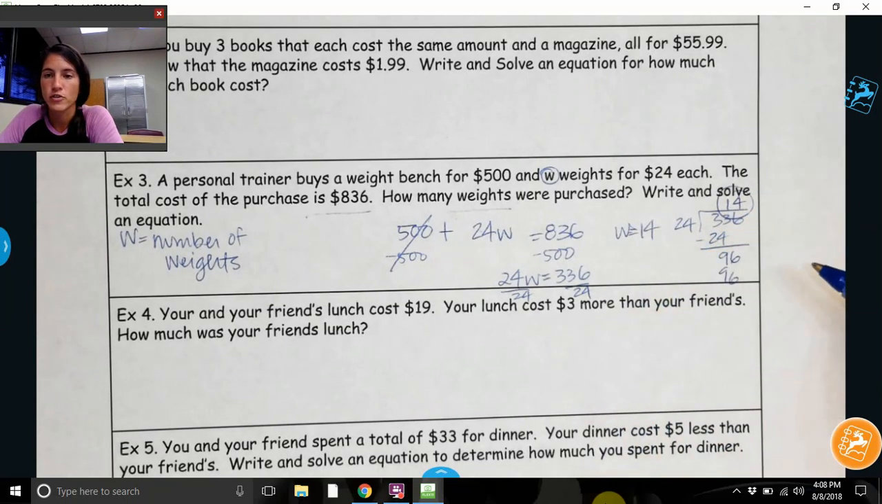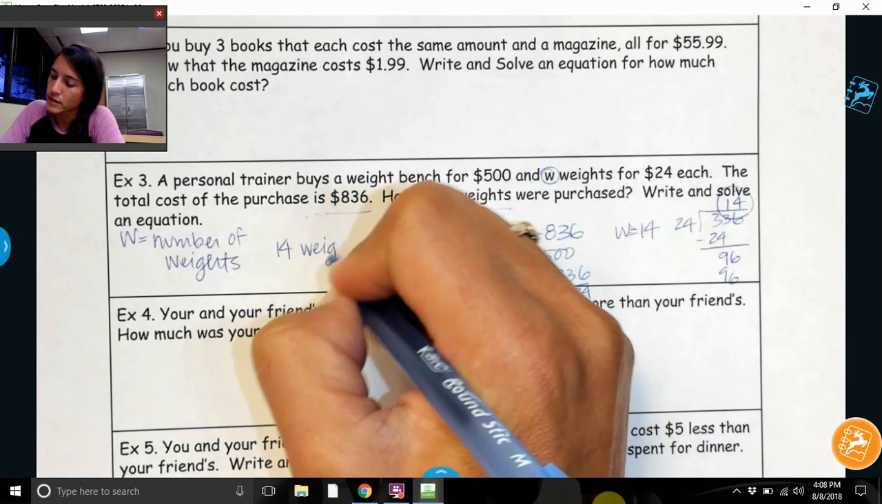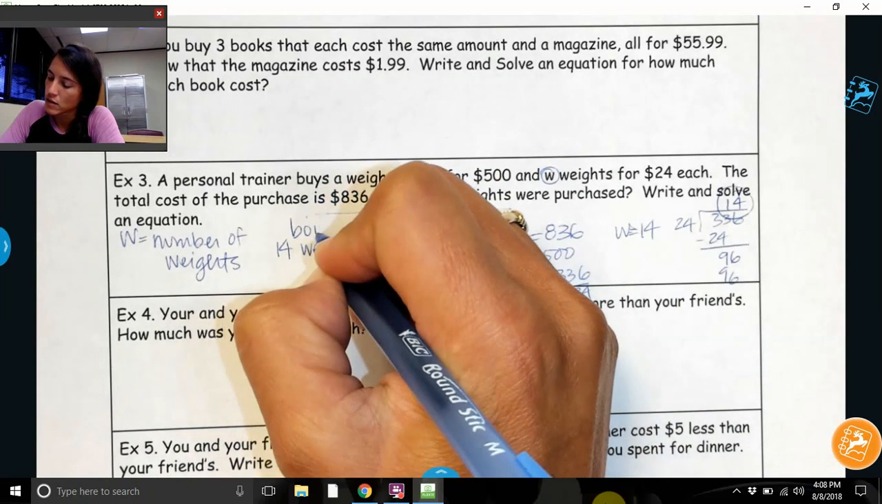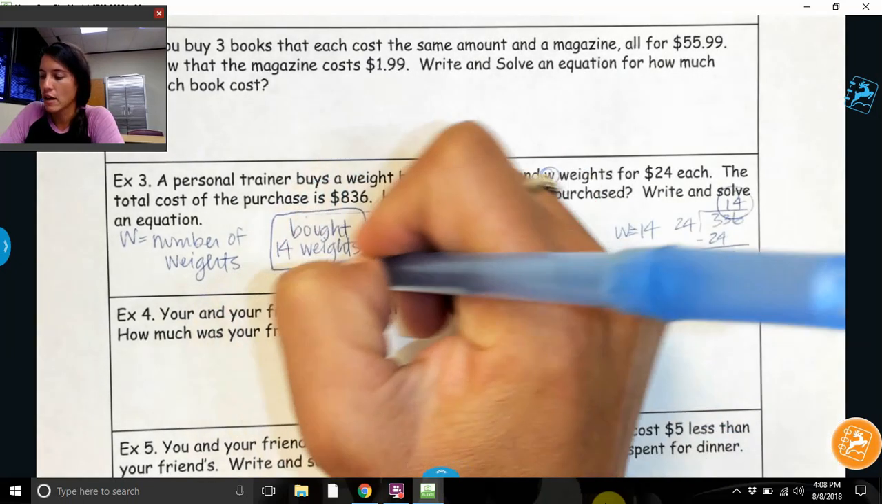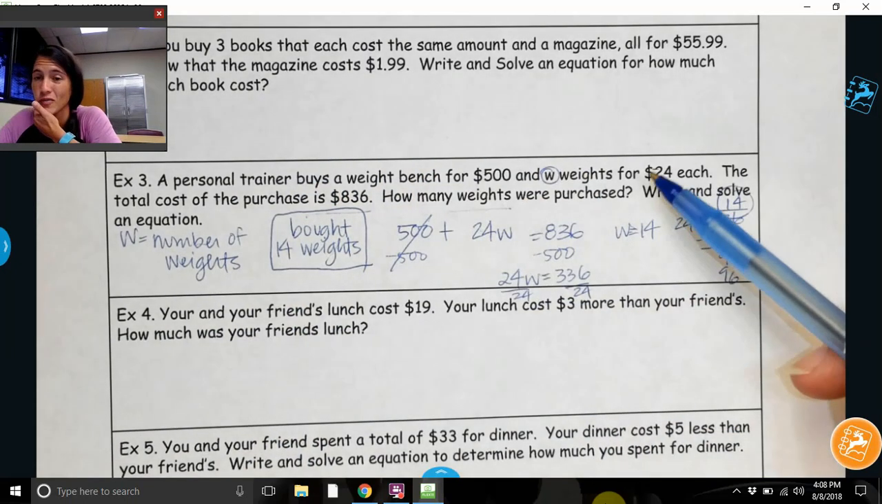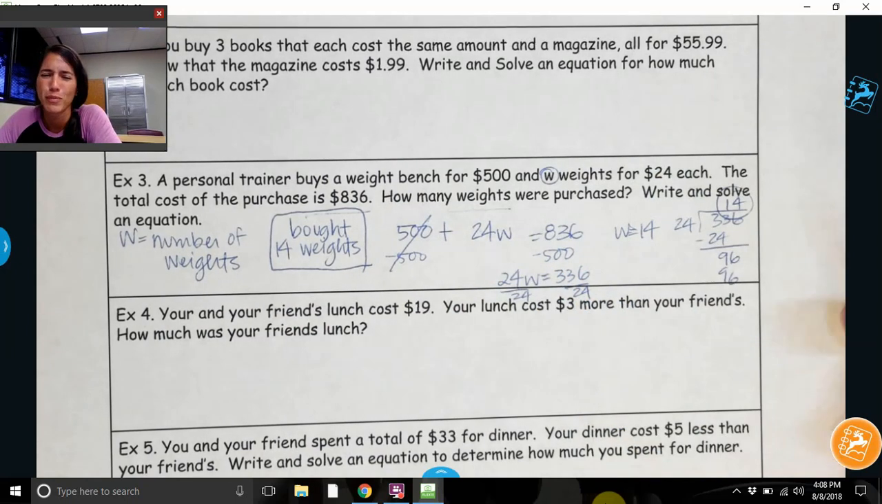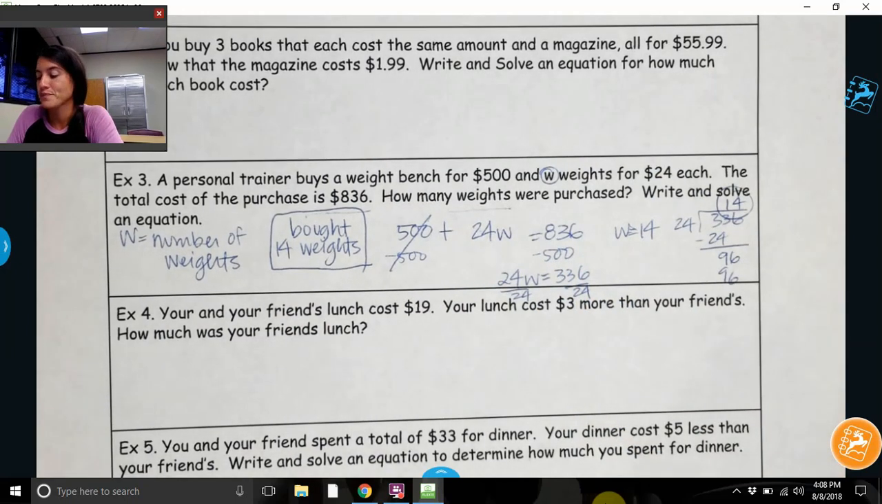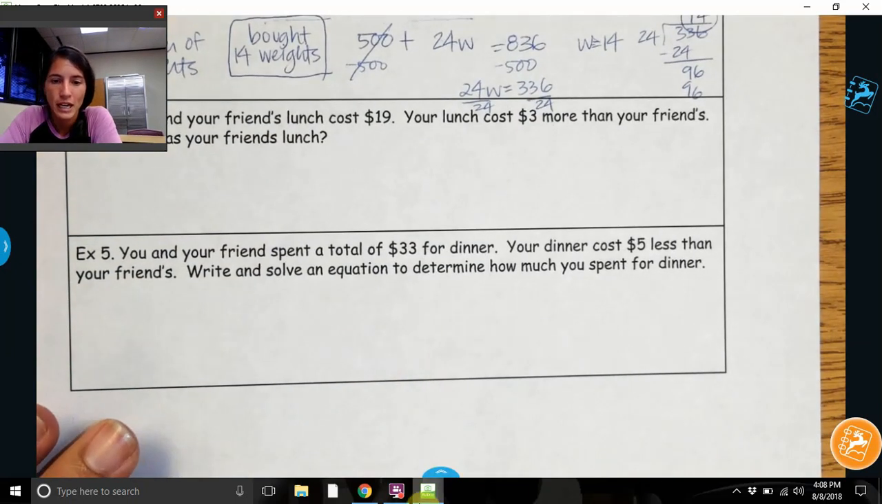And because it's a word problem, we want to make sure our answer makes sense. So he bought 14 weights. Personal trainer bought 14 weights. Not $14 because they cost $24 each. The question is how many did he purchase? And he purchased 14. Probably 7 sets because weights usually come in pairs. But okay, example 4. I'm just going to check my time.